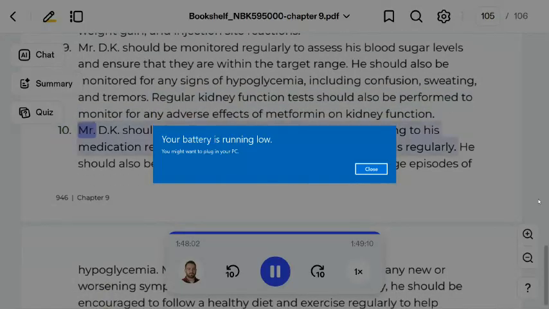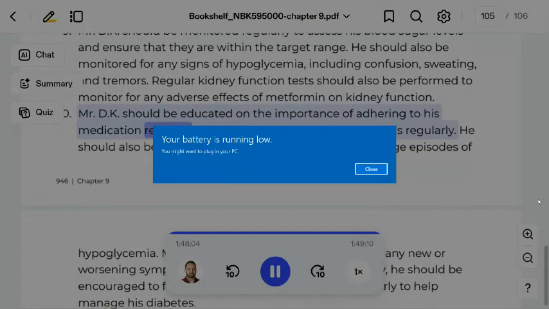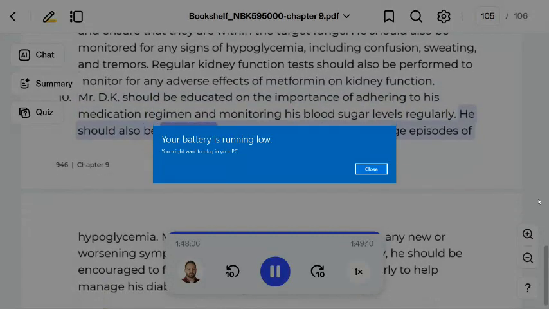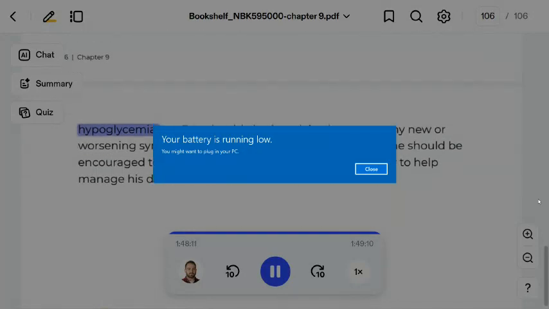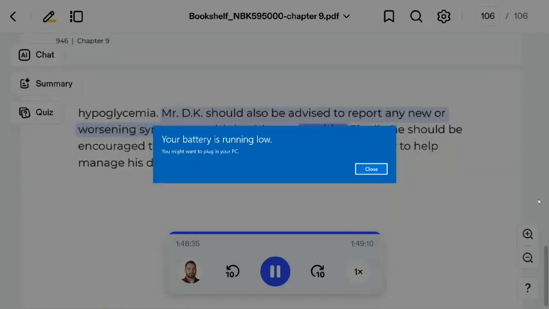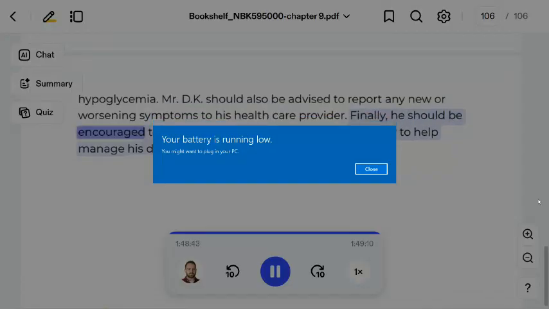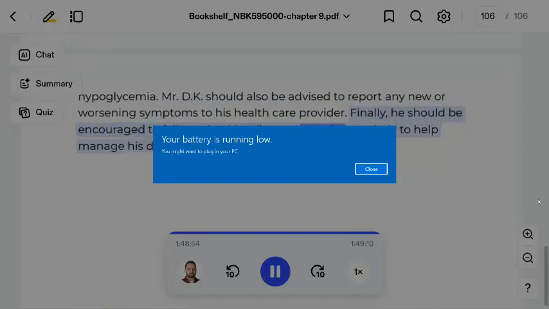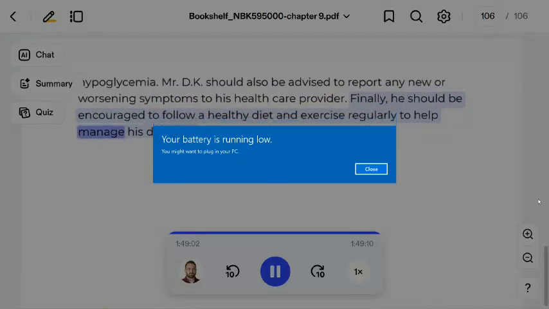10. Mr. DK should be educated on the importance of adhering to his medication regimen and monitoring his blood sugar levels regularly. He should also be instructed on how to recognize and manage episodes of hypoglycemia. Mr. DK should also be advised to report any new or worsening symptoms to his healthcare provider. Finally, he should be encouraged to follow a healthy diet and exercise regularly to help manage his diabetes.